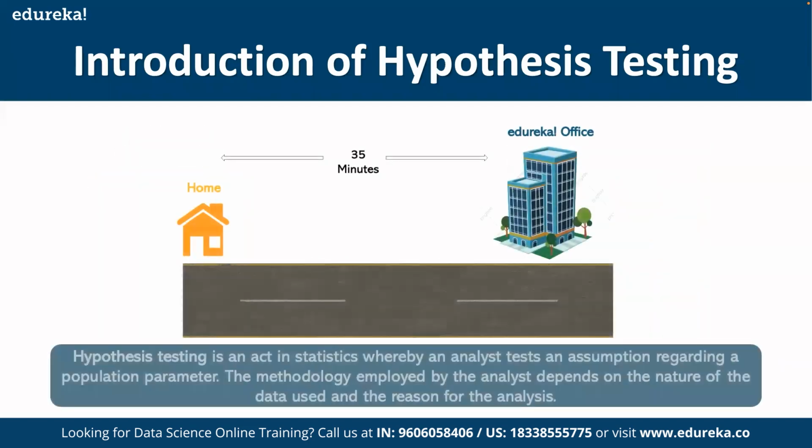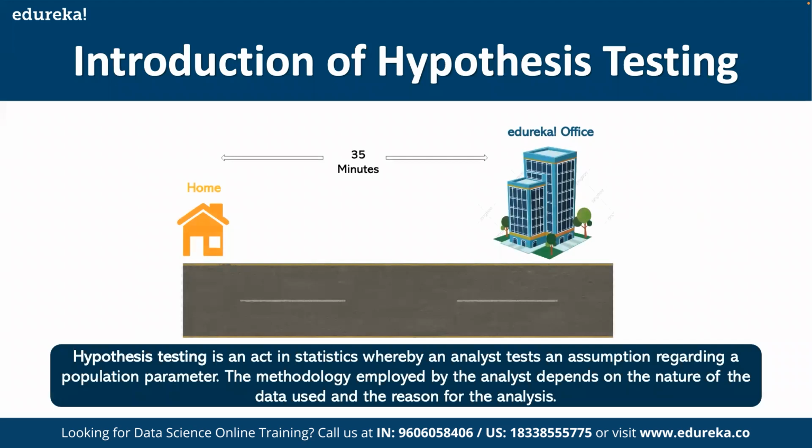Here, when we talk about hypothesis testing, it is an act in statistics where an analyst tests an assumption regarding a population parameter. In the previous example, the population parameter is the lead content in the Maggi noodles produced by the Nestle company. So we are going to test that assumption for the population parameter. The methodology employed by the analyst depends on the nature of the data and the reason for the analysis. So that's the overall idea.